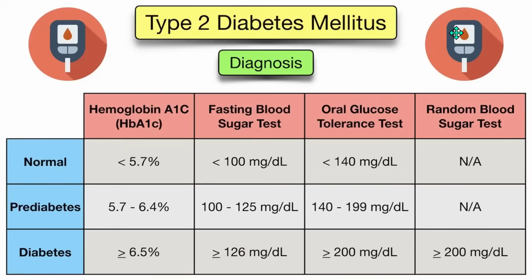And when you undergo the glycated hemoglobin test and you realize that the level is less than 5.7%, that tells you that the person is normal. If it is between 5.7 and 6.4, it tells you that the person is pre-diabetic. And if it is above 6.5%, this indicates that the person has diabetes.